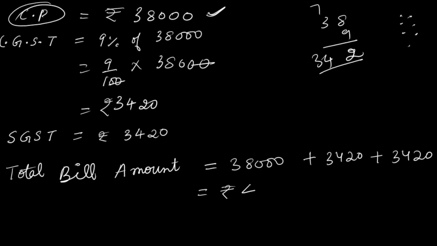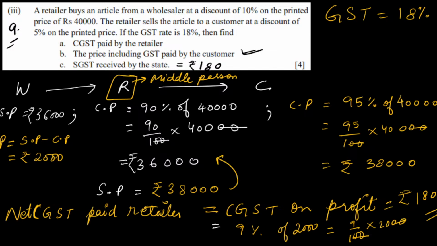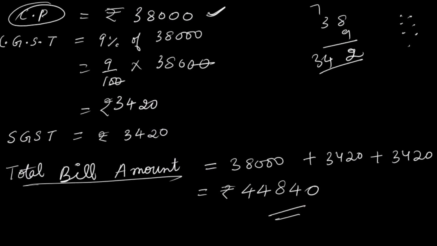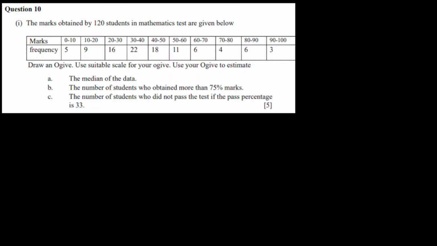44,840. Okay. So this is the price paid by the customer including CGST or including GST. Okay, so we have completed this question. Let's do the next question now. 10th question. So ninth we have completed.